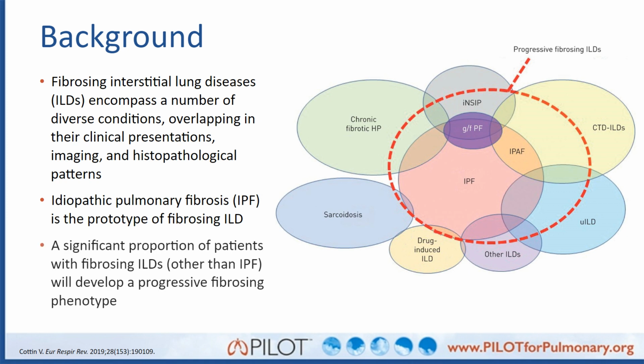But a significant proportion of patients with fibrosing ILDs other than IPF will develop a progressive fibrosing phenotype. And these are exemplified by these different circles here. So they include things like sarcoidosis, drug-induced ILDs, connective tissue disease-related ILDs, etc.